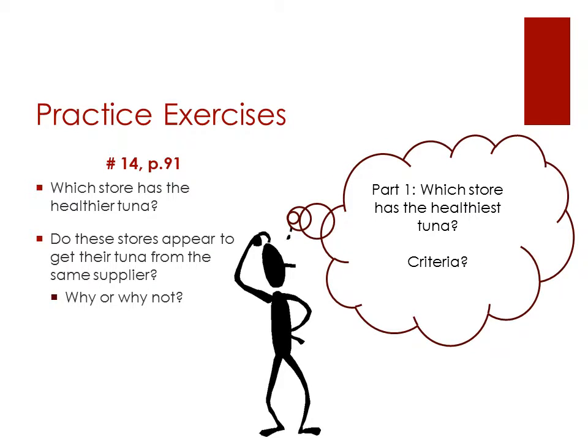The first thing is looking at part one, the question, which store has the healthiest tuna? Now, to be able to answer this kind of question, the first thing you need to identify is what is the criteria being used to answer this question. So what criteria are we using in this particular problem to assess the healthiness of the tuna? Look into the problem for a moment, make sure you identify that for yourself, and then when you're ready, move on to the next slide so we can check.